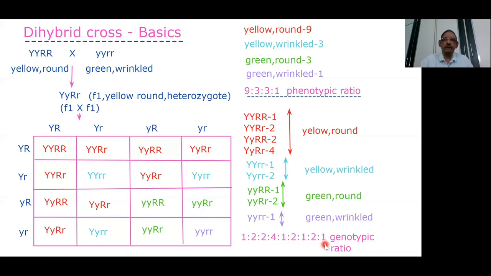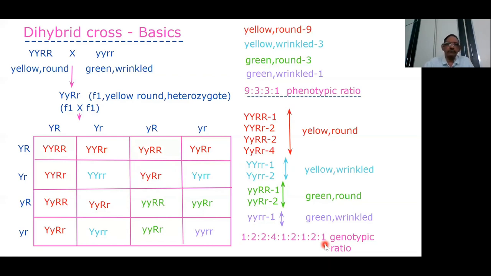And Mendel, as I have mentioned already, proposed an important law on the basis of these results. This law is known as the Law of Independent Assortment. It states that the inheritance of one pair of factors is independent of the inheritance of the second pair of factors, which means the inheritance of the yellow trait is independent of the inheritance of the round trait. The color of the seed and the shape of the seed are two characters. The inheritance of one character is independent of the inheritance of the other character.